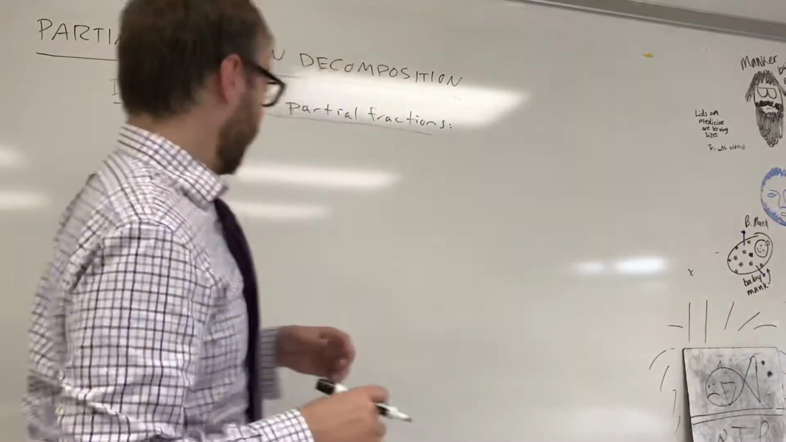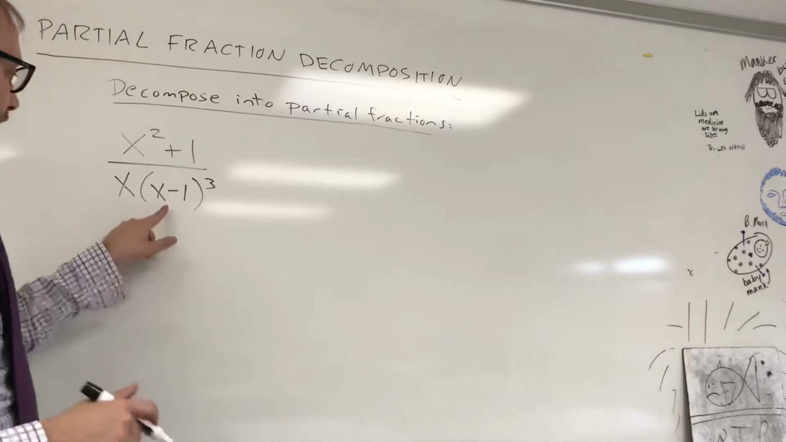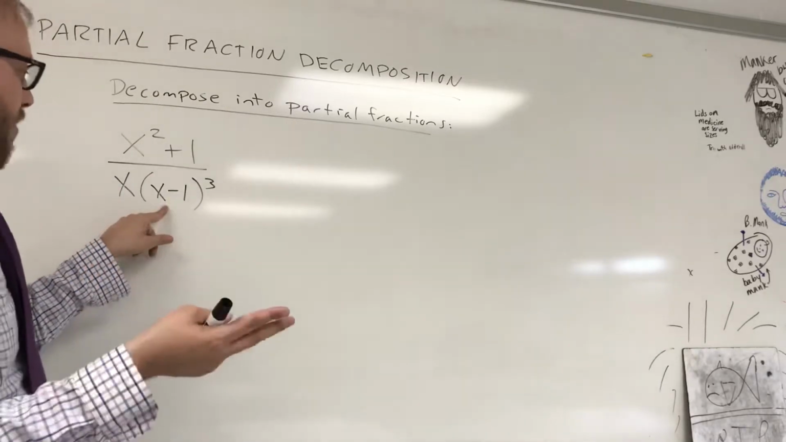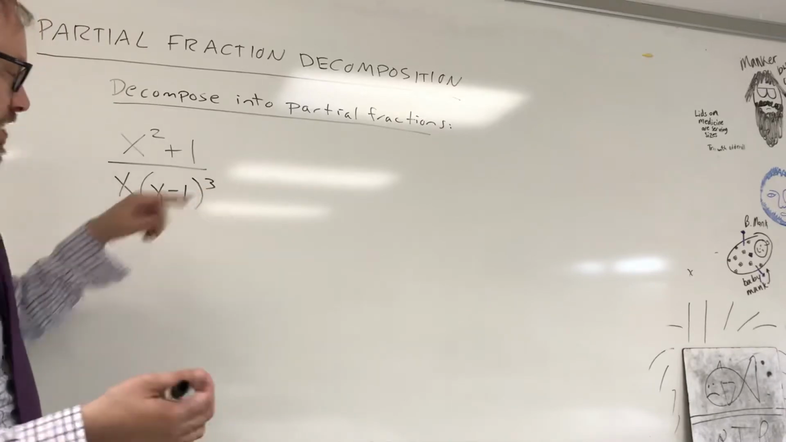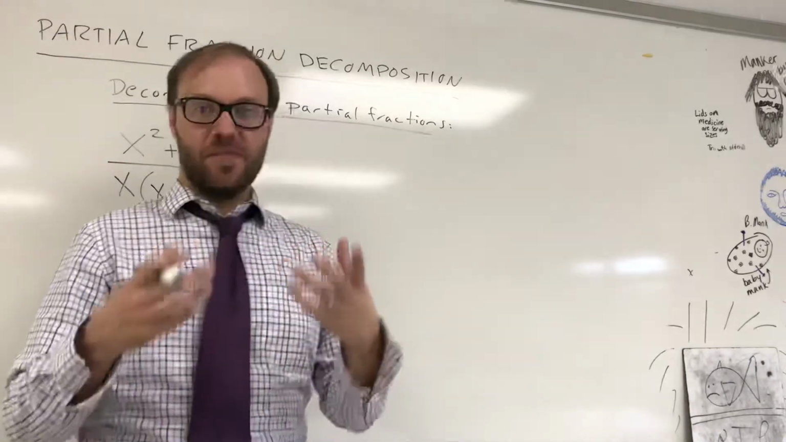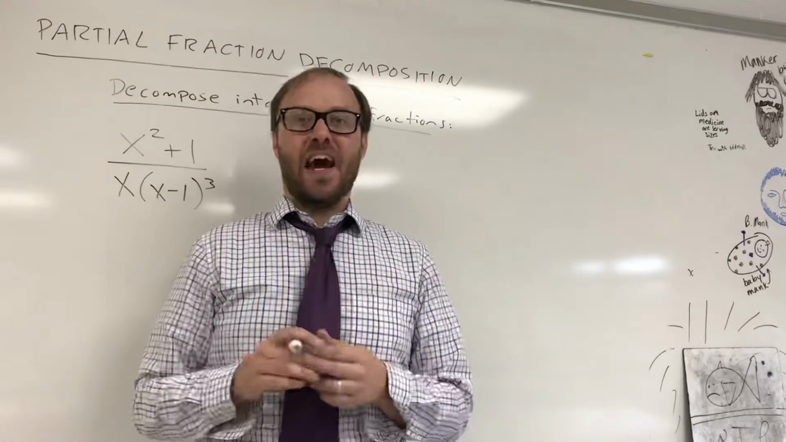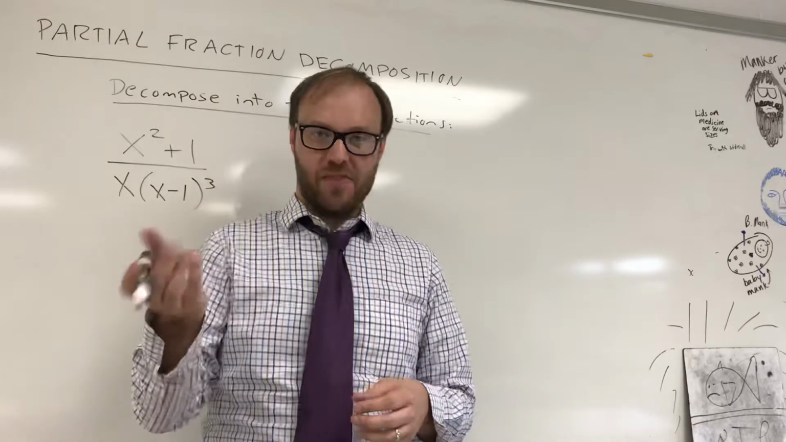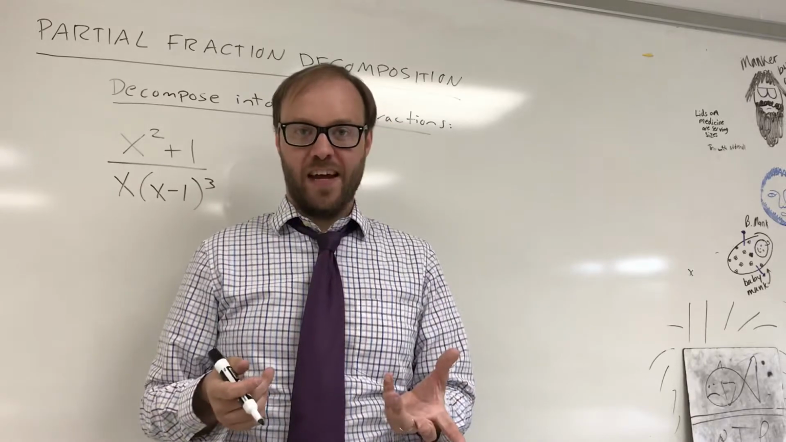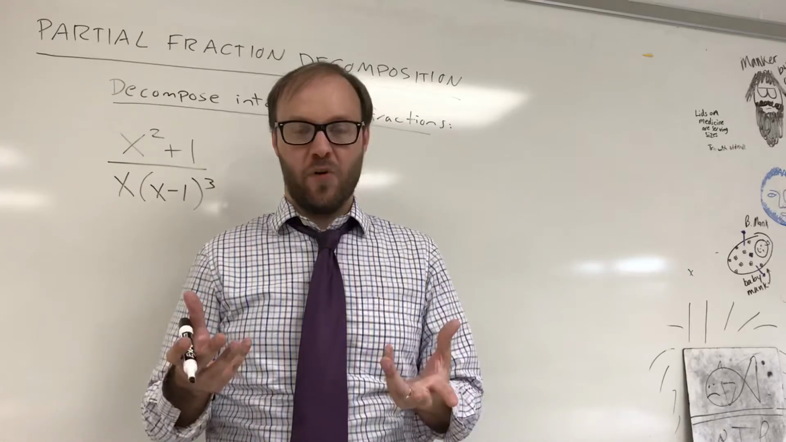Okay, so let's say you factored a denominator and you ended up getting x times the quantity x minus 1 times the quantity x minus 1 times the quantity x minus 1, or quantity x minus 1 cubed. So you have x minus 1s being repeated. Unfortunately, you can't just do a fraction with an x minus 1 and an x. Life is going to be a little bit more complicated.